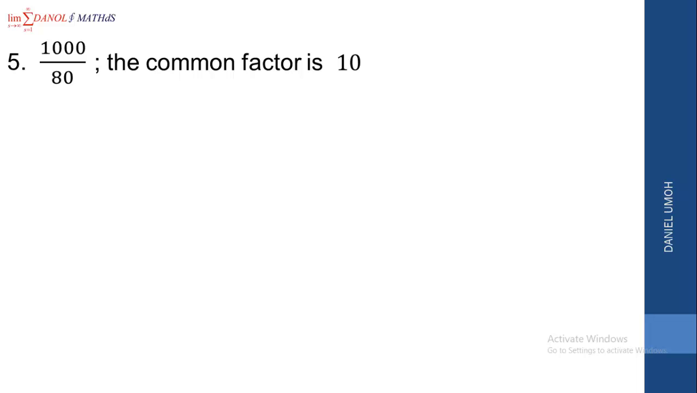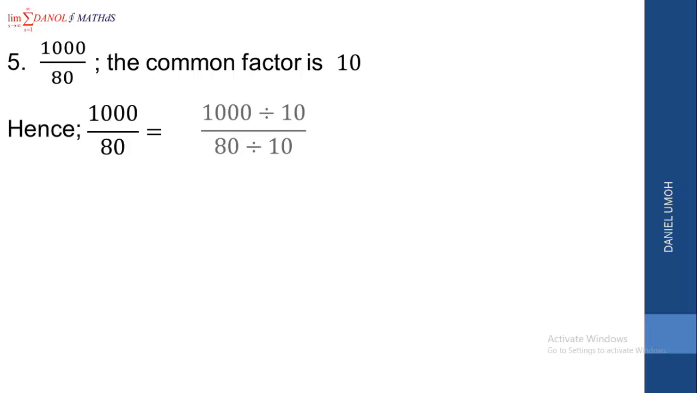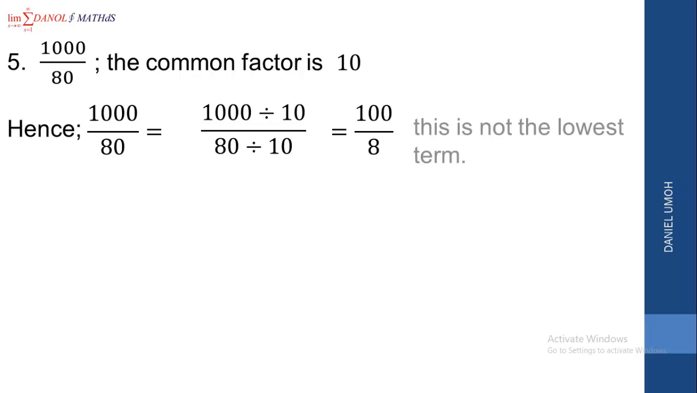1000 over 80. The common factor is 10. Of course, so it means that 1000 over 80 is equal to 1000 divided by 10, right? All over 80 divided by 10. Now, 1000 divided by 10 gives us 100. Then 80 divided by 10 gives us what? 8. Now, if you look at it, you can see that 1000 over 80 is equal to what? 100 over 8.